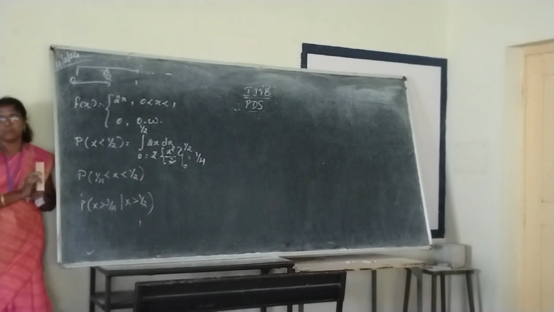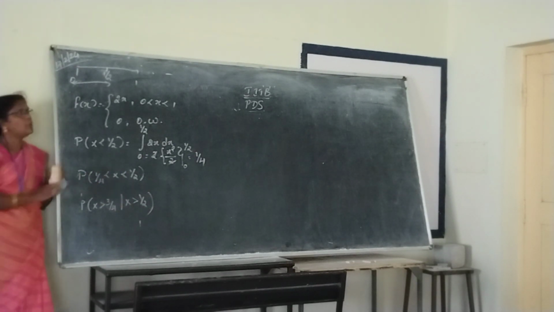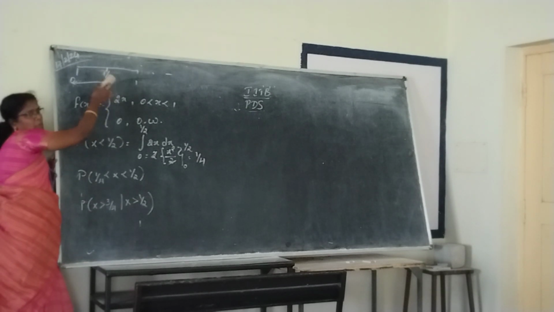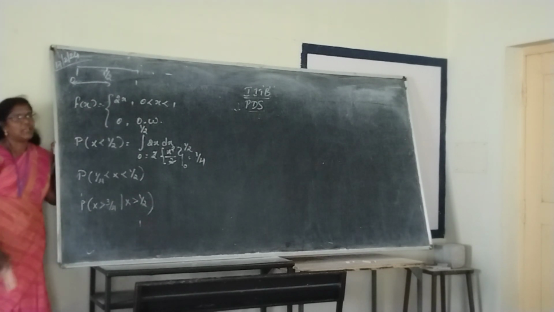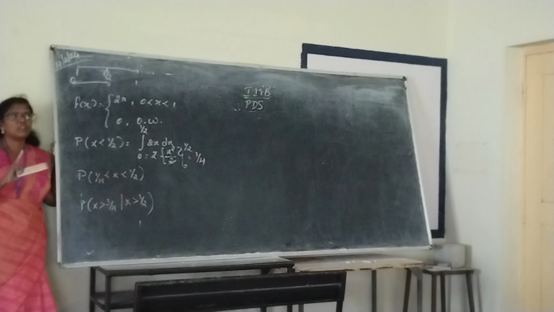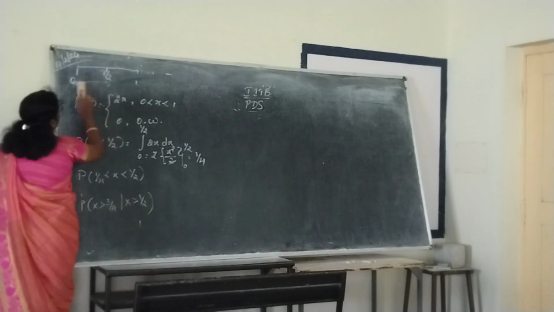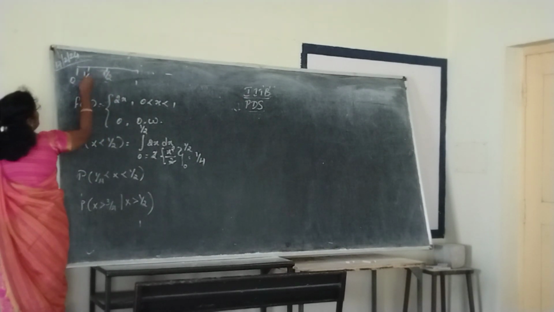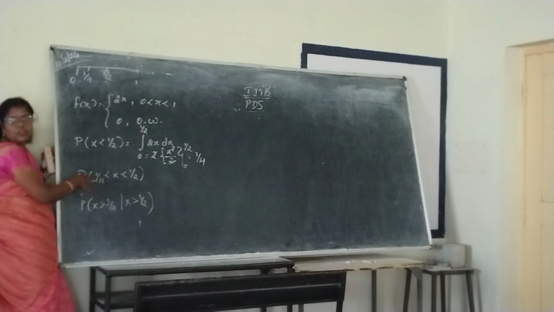Now see for the second one: 1 by 4 less than x less than 1 by 2. So 1 by 4 will lie at which point? You know 1 by 2 is in the middle. 1 by 4 will be before 1 by 2 or after? Before. What is 1 by 2? 0.5. 1 by 4 will be lying before, so 1 by 2 will be somewhere, 1 by 4 will be somewhere here. So what is the interval given? We take from 1 by 4 to 1 by 2.